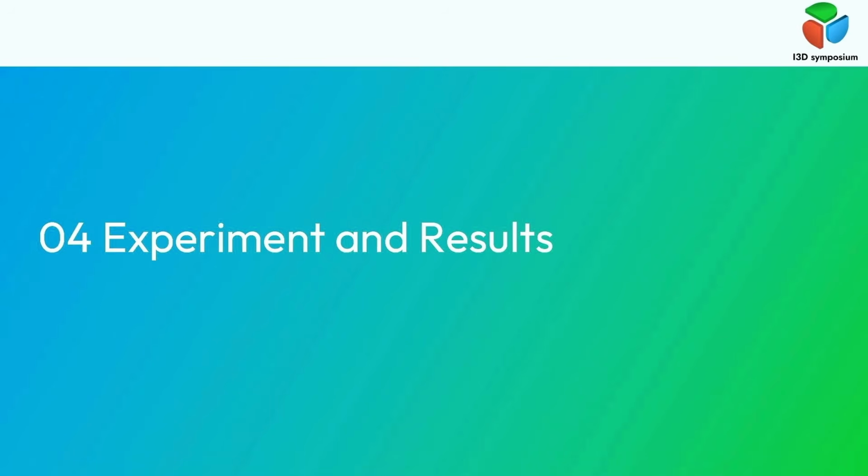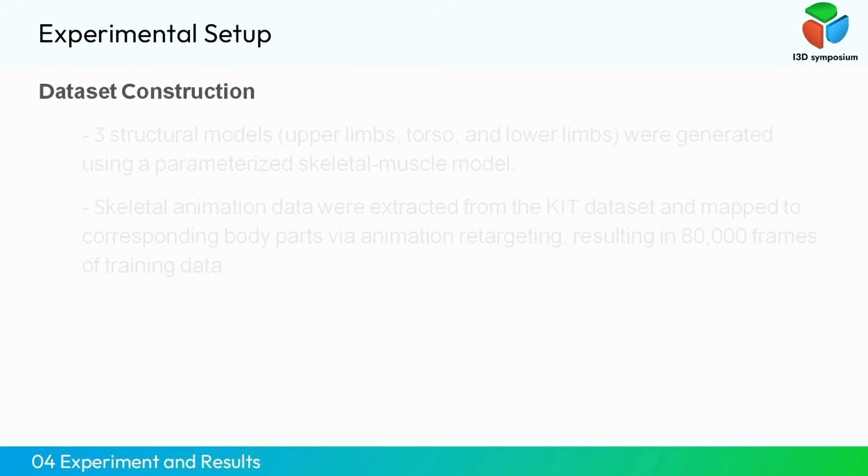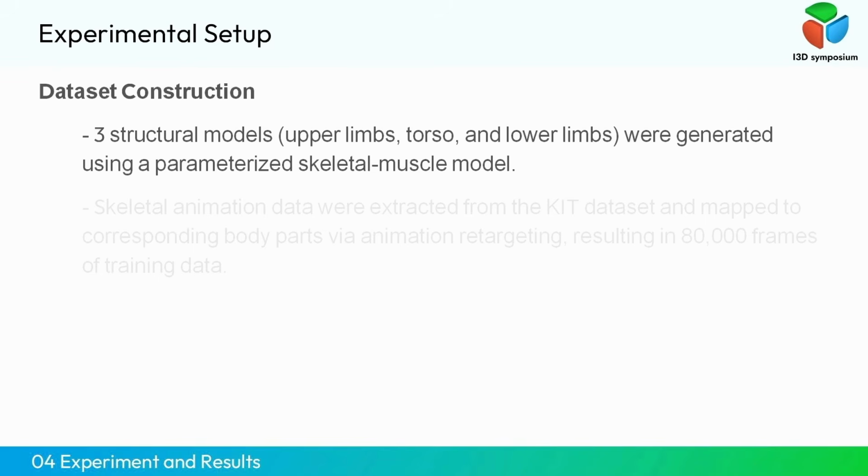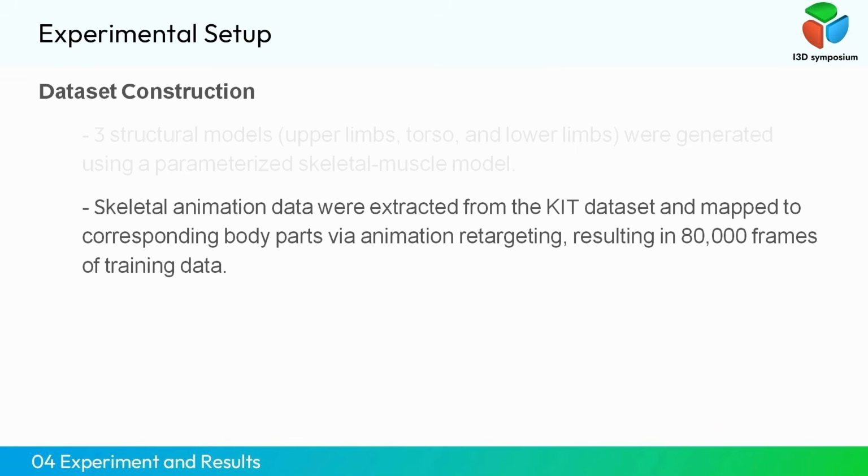Experimental results. Dataset construction. This study constructed 3 human structural models, torso, upper limbs, and lower limbs, based on a parameterized skeletal muscle model, with skeletal and muscle meshes derived from the visible human male dataset. 5 different models were generated by randomly sampling skeletal segment lengths. Animation data were extracted from the KIT dataset in a mass, resulting in a total of 80,000 frames.